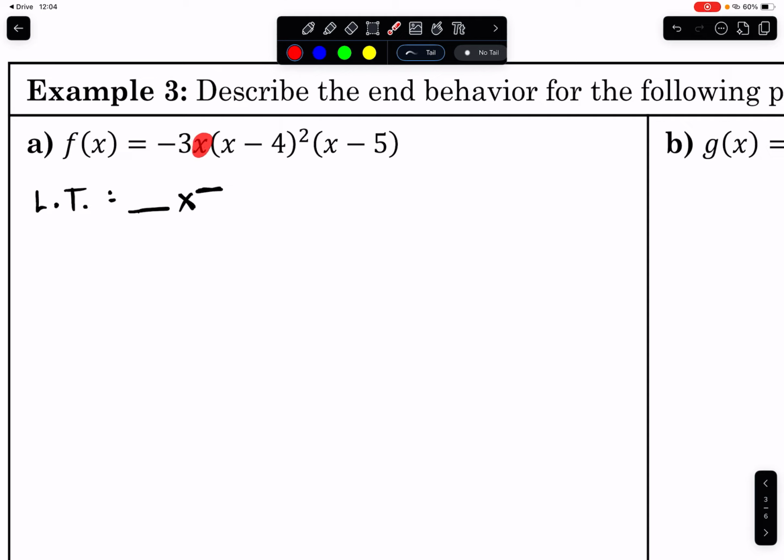So this right here is 1 x, this is x plus 0. This is x minus 4, but there's 2 of them. And this is x minus 5, that's only 1. So 1 plus 2 plus 1 more, that's a total of 4. So the degree of this thing is going to be 4. And to figure out what this number right here is going to be, we just simply multiply all the leading coefficients. So this negative 3 times this positive 1 times this positive 1, that's a total of negative 3.